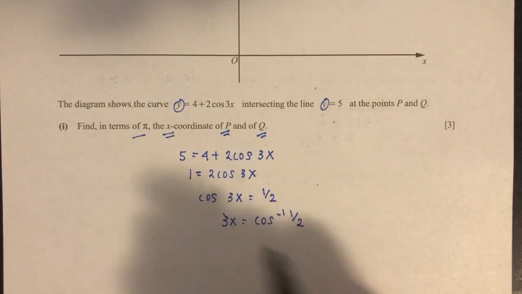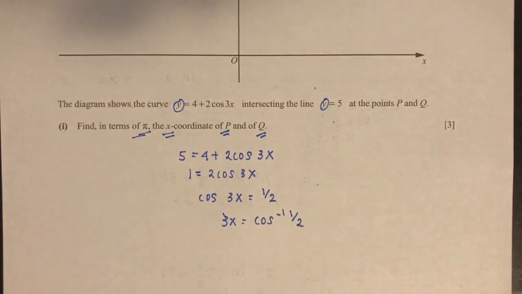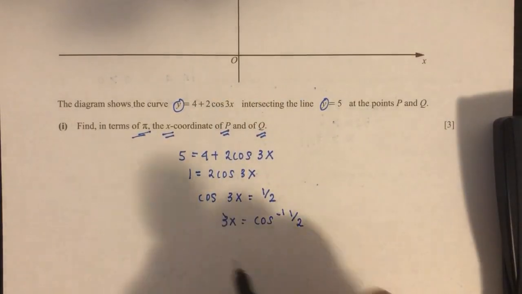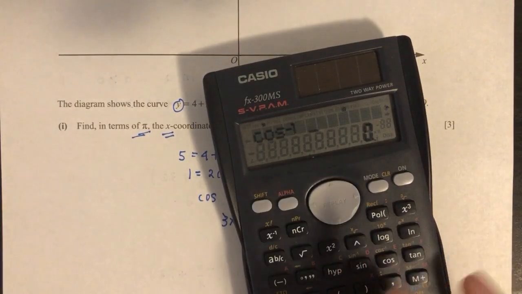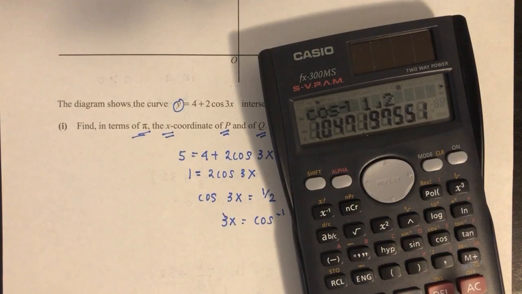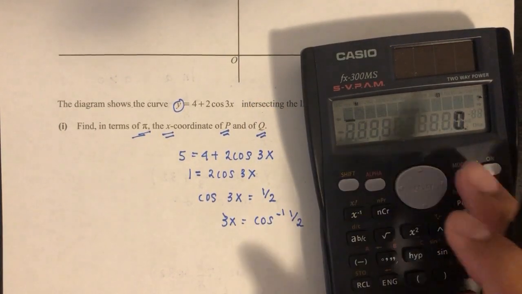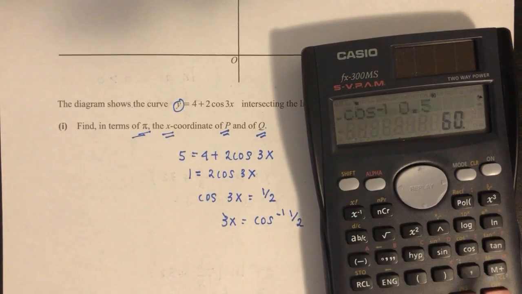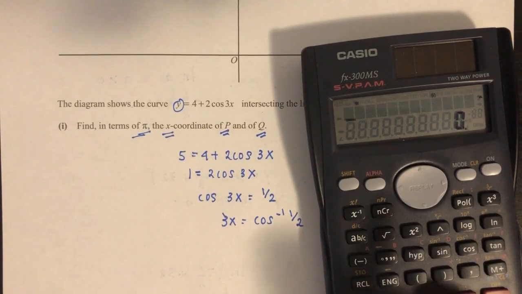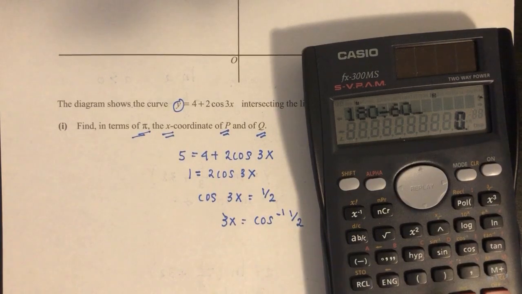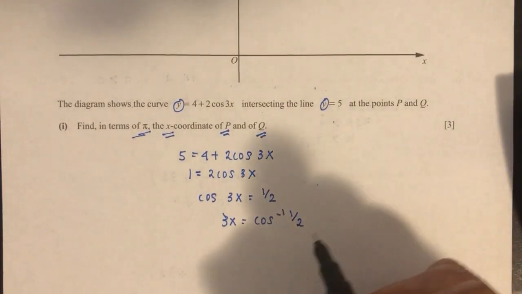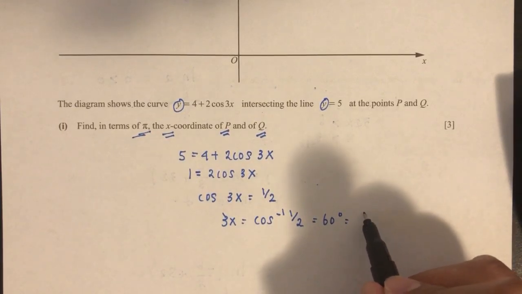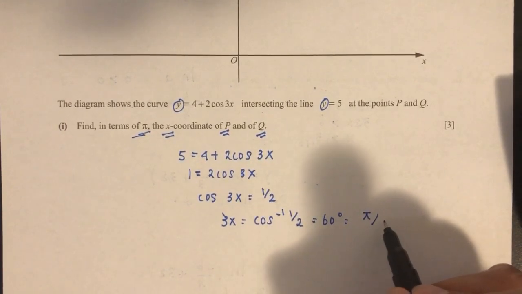As we know, we have to find this in terms of pi, which will be radians. So change this to radians, and then we have cos of half. So what is half? I'm not too sure. Let's do that. So cos, that will be 60. 180 divided by 60 should give me 3. So basically, this will give you 60 degrees, which in terms of pi is pi divided by 3.